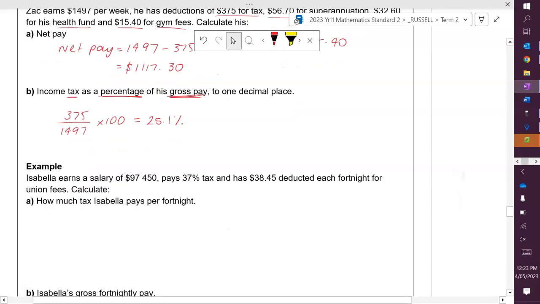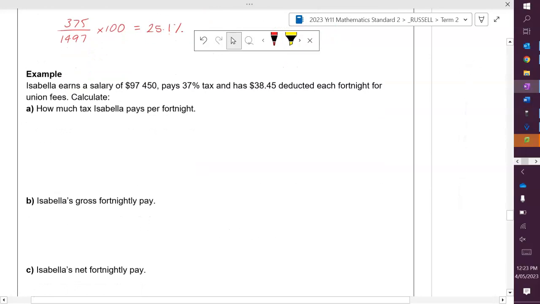Next example says Isabella earns a salary of $97,450, pays 37% tax, and has $38.45 deducted each fortnight for union fees. So we need to calculate how much tax she pays per fortnight. So we know that 37% is 0.37 as a decimal. Then I need to multiply that by what her salary is.